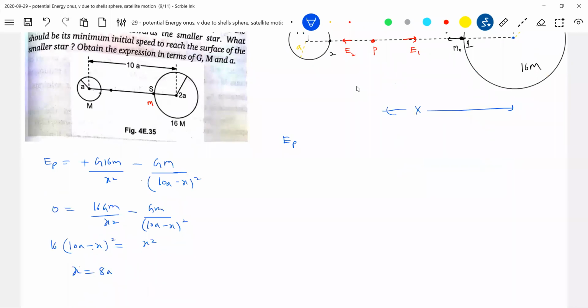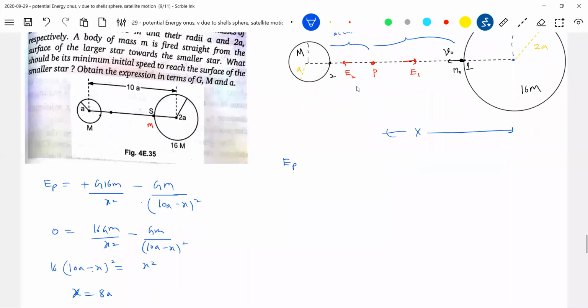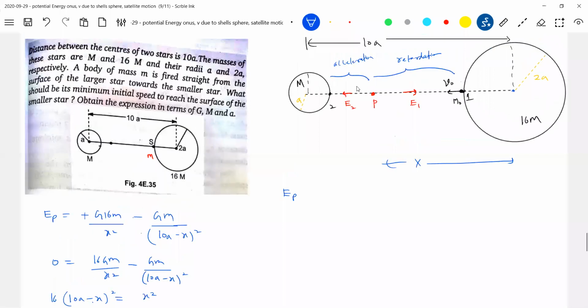So I am very sure that from here on, what data did I get? At x equal to 8a, the field will be 0. At 7a, the field will be towards the right. At 9a, the field will be towards the left. 8a will be somewhere near point P. Okay, now what to do after this? We got x equal to 8a, where the field will be 0.